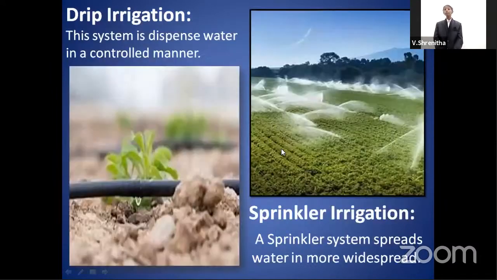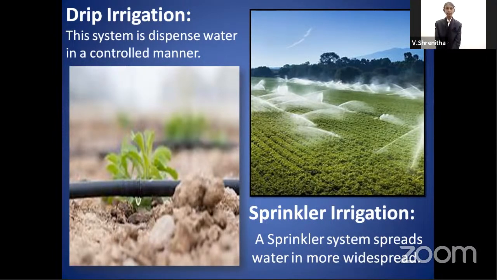Now let us move into the technologies which made irrigation very easy. So these are the technologies, irrigation system technology. In olden days, farmers made irrigation systems with canals, where there is a chance of losing much water, wastage. So to overcome this, our recent technologies brought two irrigation systems. They are the drip irrigation system and the sprinkler irrigation system.